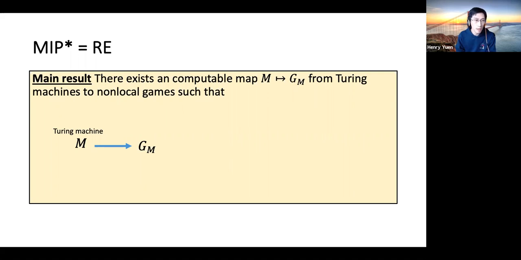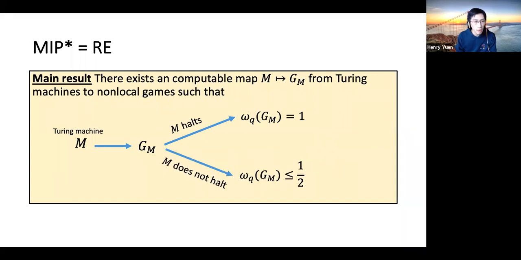G sub M, where if the Turing machine halts, meaning that you turn on the Turing machine and you just run it until it decides to terminate, if it does eventually terminate, then the tensor product value of this game is 1. Whereas if the Turing machine never terminates, if it never halts, then the tensor product value of this corresponding game is at most 1/2. And this constant 1/2 can be replaced by any constant less than 1. It's not so important what it is.